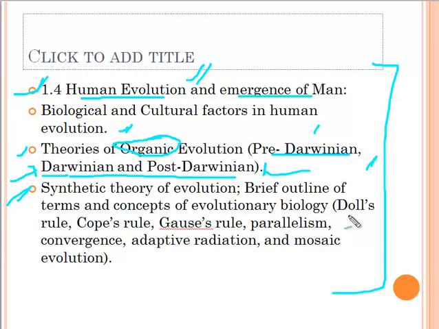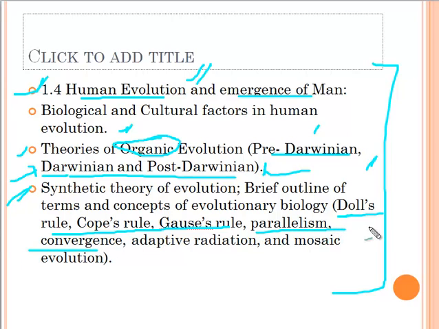Then a brief outline of terms and concepts of evolutionary biology. These are terms like Dollo's rule, Cope's rule, Gloger's rule. All these terms have definite definitions. For example, according to one of these rules, if a species goes towards the pole, its body will become bigger. That is one of the rules. All these rules have definite definitions, and right now I'm not able to remember them, but you have to just mug them up.